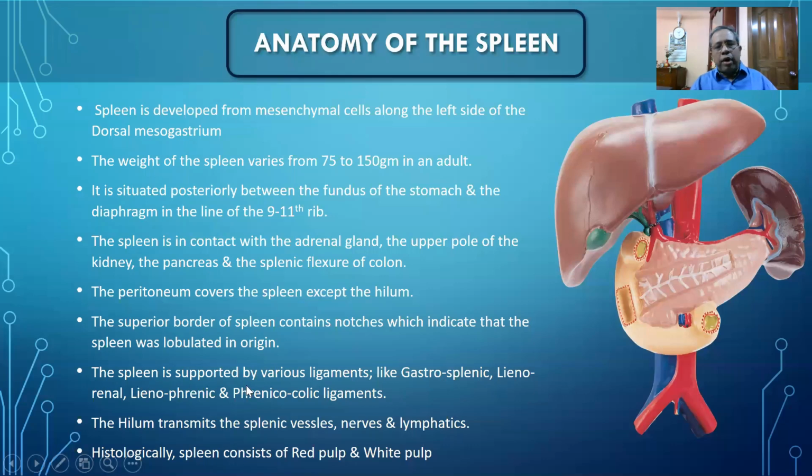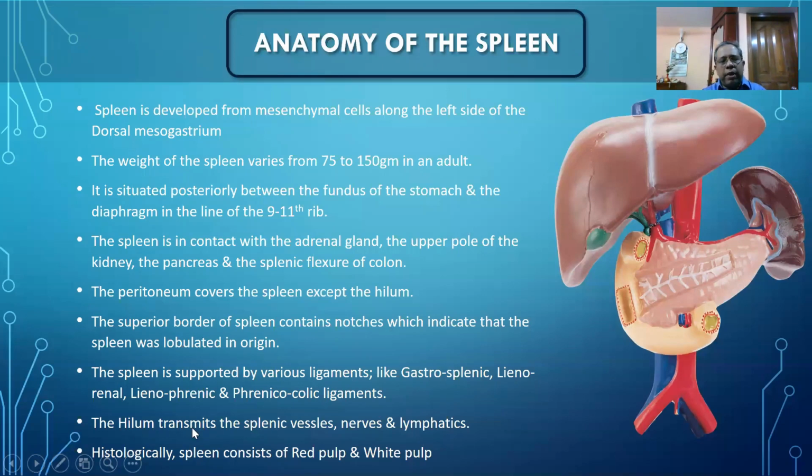The spleen is supported by various ligaments like the gastrosplenic ligament, that means it is attached to the stomach, the lienorenal, the lienophrenic, and the phrenicocolic ligament. That means these organs, the spleen, pancreas, colon, stomach, diaphragm, and kidney, are all attached by these ligaments.